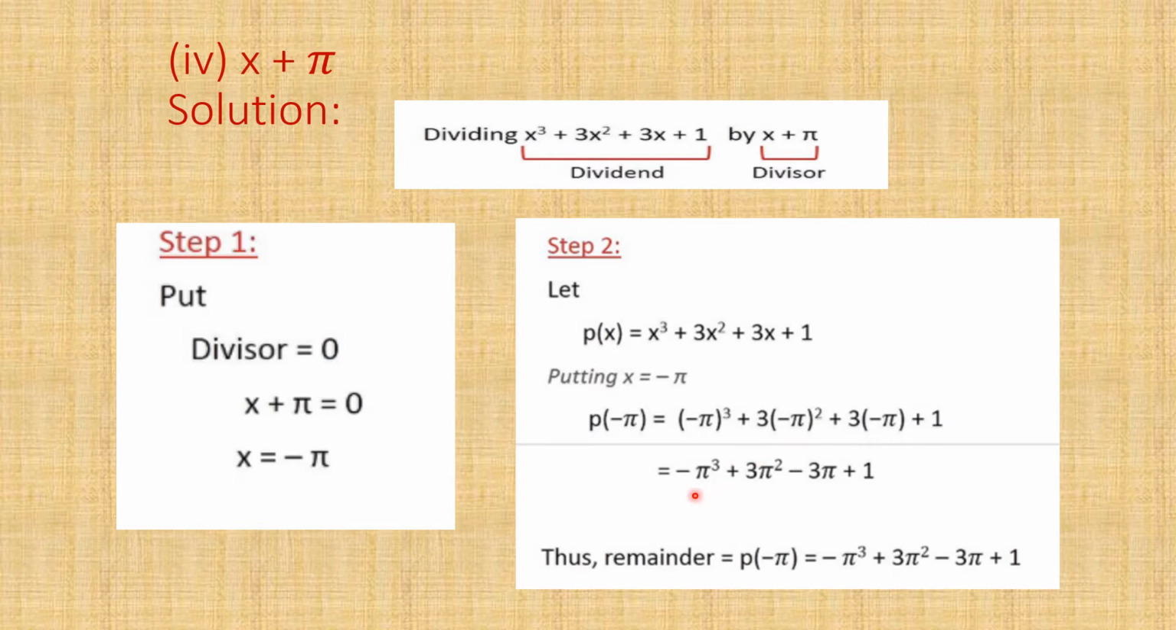So we get minus pi cube plus, this we need to multiply. Minus pi into minus pi is plus pi square, so it is 3 pi square. Here 3 into pi is 3 pi, and plus and minus becomes minus. So it becomes minus 3 pi plus 1. This equation we cannot solve further, so we leave it here itself. So now the remainder p of minus pi is equal to minus pi cube plus 3 pi square minus 3 pi plus 1. Now let us see the second question.